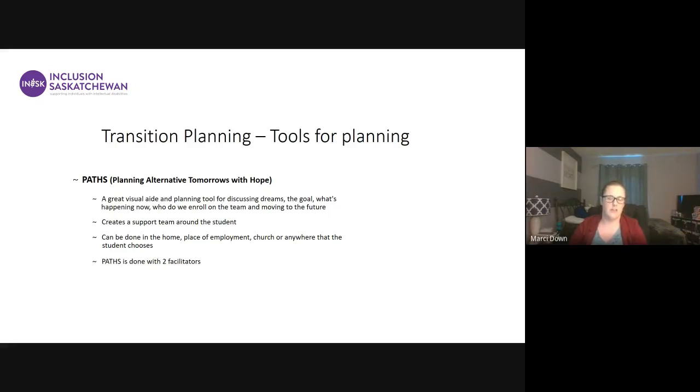It's great because you can have team members from every avenue, and the individual works differently with different people, right? So it's important to have a good, collaborative team. They can be done at home, in a place of employment, in church, at a school, really wherever the individual chooses. And PATHs are done with two facilitators. One is the drawer and writer, and one is the person leading. Once again, this is a nice area to find someone who knows how to do these, because they're not easy and they won't be done properly if you don't have someone who can do them really well. That could be a CLSD worker, or shall I say community living service delivery worker, a teacher, or someone from an organization.